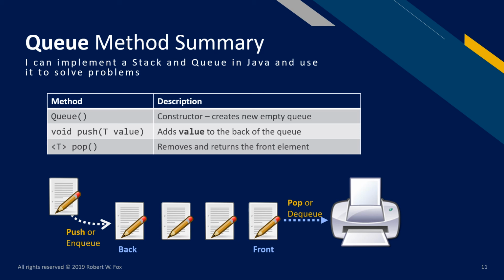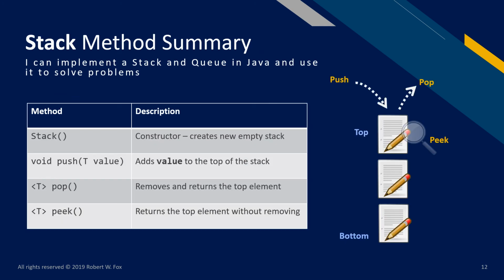But these are the 3 methods you'll need to have at a minimum if you are implementing a queue. If you want to implement a stack in Java, there's a minimum of 4 methods that you are going to need. Again, it's possible you might have more, but generally speaking, these are the 4. You'll need a constructor that creates a new empty stack. You will need a push method that will add a value, a parameter, to the top of the stack. You will have a pop method that both removes and typically returns the top element. So it removes it and returns it.